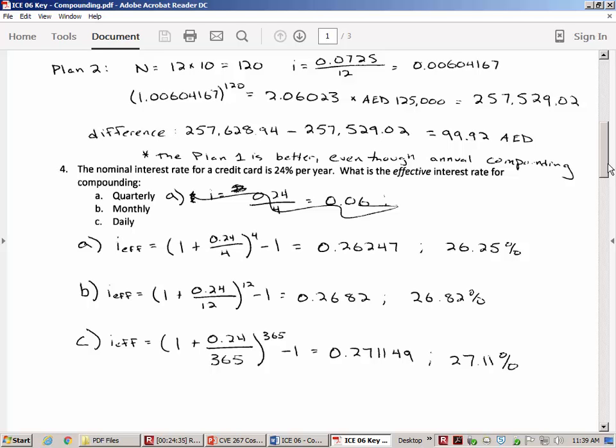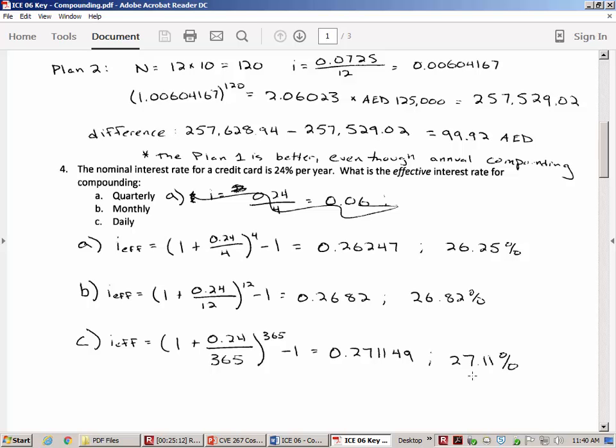Compounding daily, 27%. So credit cards are another instance where they want to conceal the fees as much as they can legally. Sometimes they have a legal obligation to tell you what the fees are, and what is the effective interest rate, but 24 looks a lot better than 27%. So if they have their choice, they're going to quote the nominal interest rate rather than the effective. Any questions about the fourth problem?